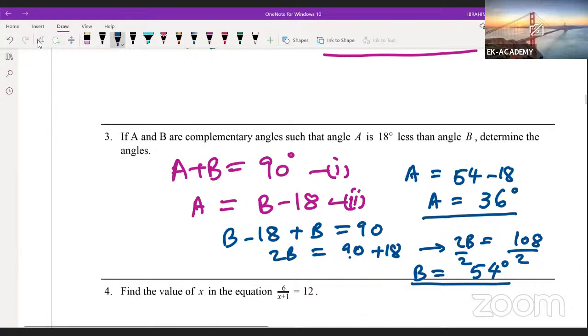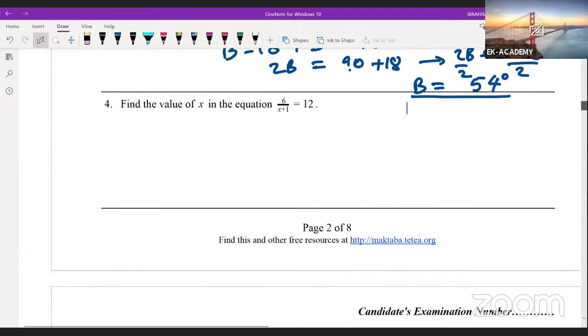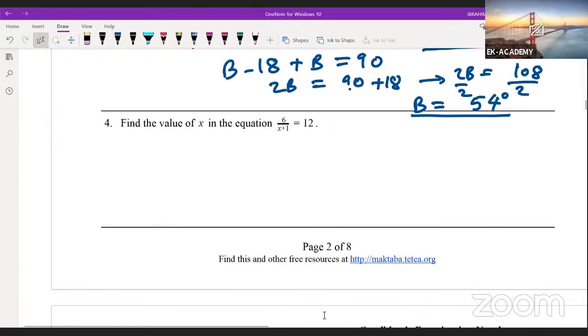We go to question number 4. We are supposed to find the value of X in the equation 60 over X plus 1 equals 12. So how are we going to solve the equation? We take 60 over X plus 1 equals 12. You can go as quick as possible by simplifying by 60 here and 12 there.